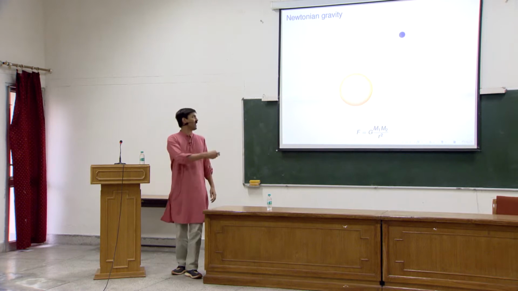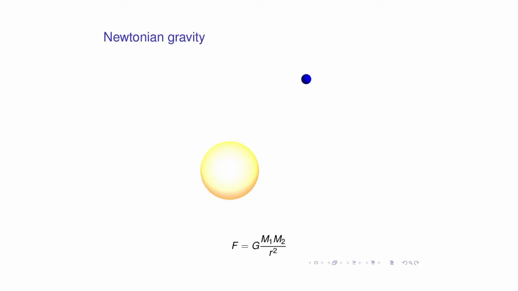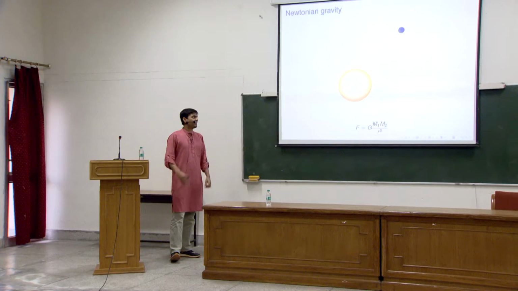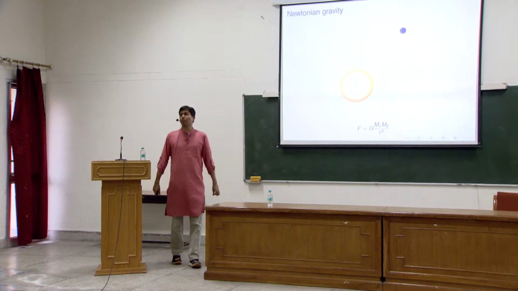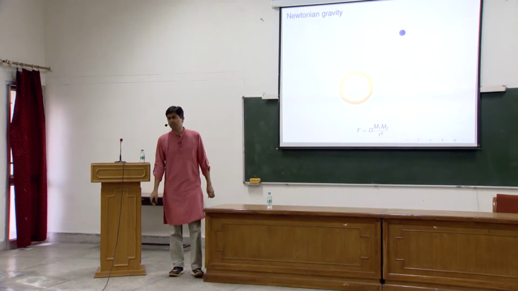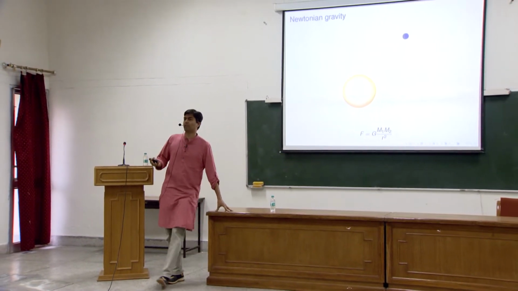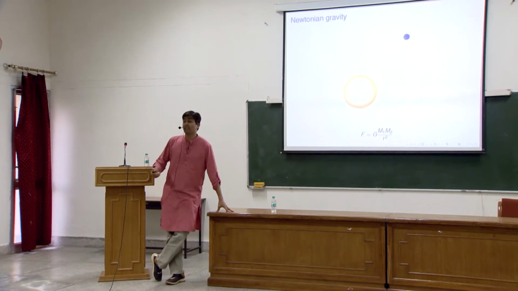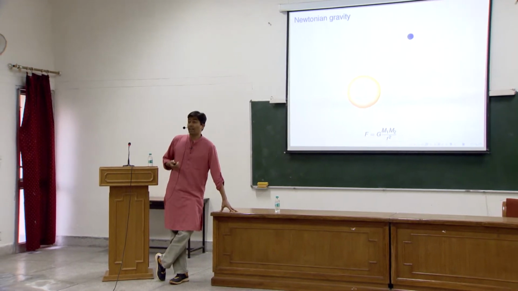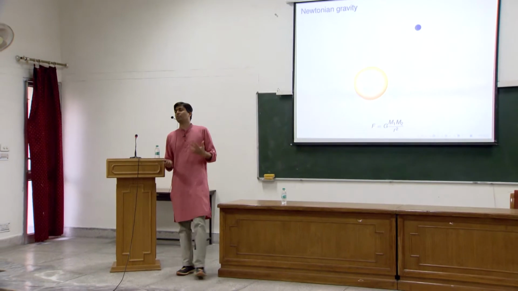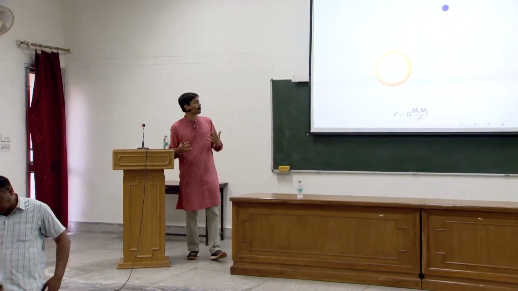If you look at the sun and the earth, then the force between them is proportional to the product of their masses and inversely proportional to the square of the distance between them. This is something that we've known now for more than 350 years. There are several remarkable things about this law. One is that it is valid at so many scales. It's such an accurate description of nature.